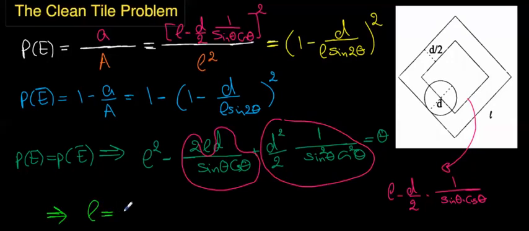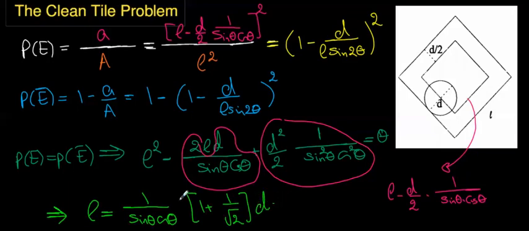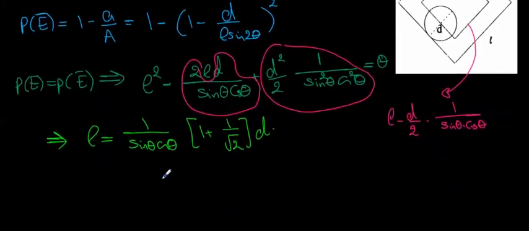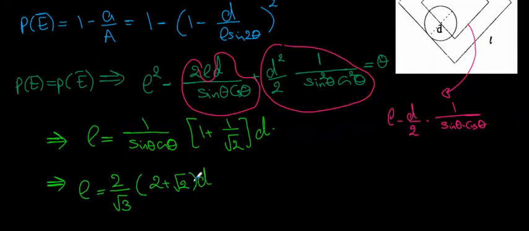Then we can say that L is equal to 1 over sine of theta, cosine of theta, times 1 plus 1 over square root of 2, times D. Right now we know that in the beginning I said that theta is equal to pi over 6. If we substitute, then L is equal to 2 over square root of 3 times 2 plus square root of 2 times d, with theta equal to pi over 6.